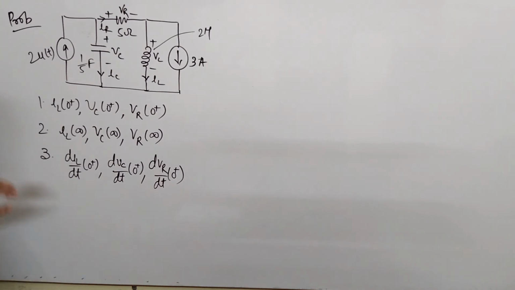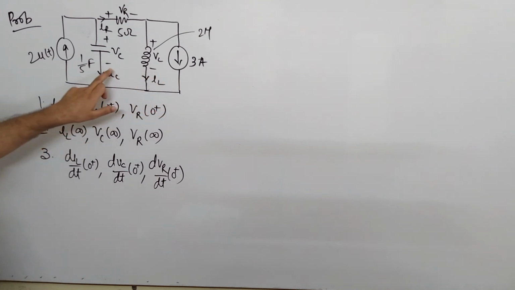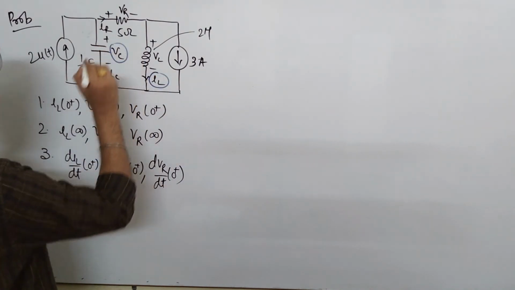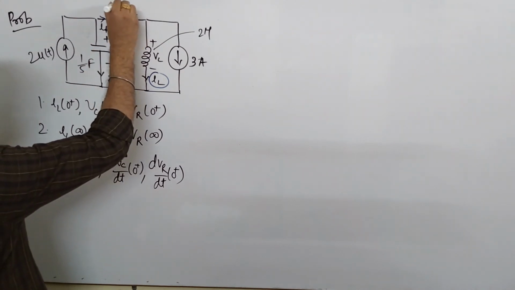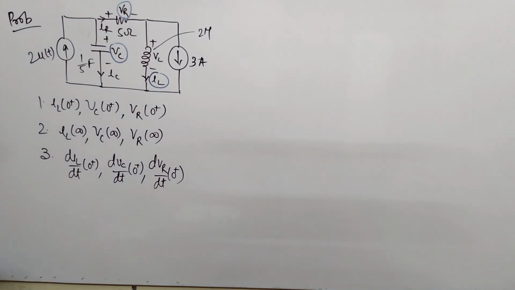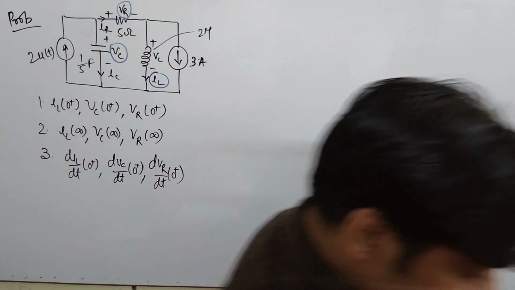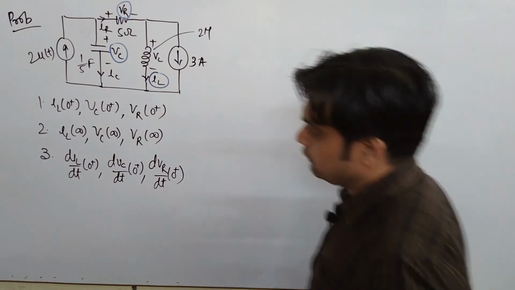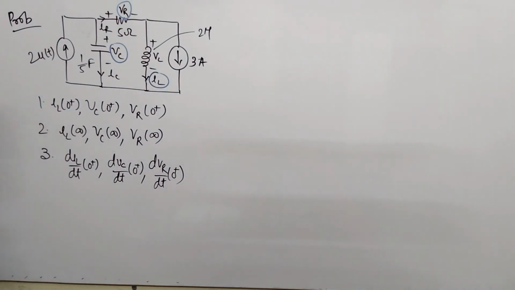You have to find IL, VC and VR. These 3 values you have to identify in each case. This is your IL, this is your VC and this is your VR. In each case you have to find these values, okay. IL 0 plus, VC 0 plus and VR 0 plus.